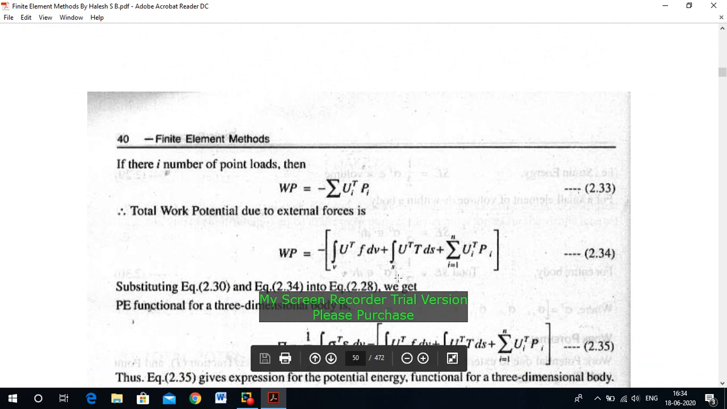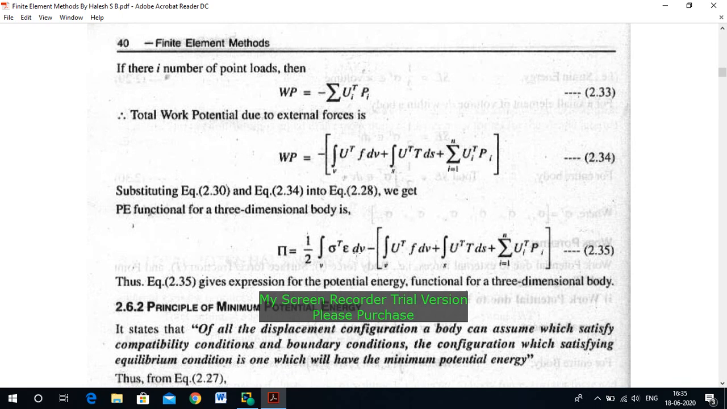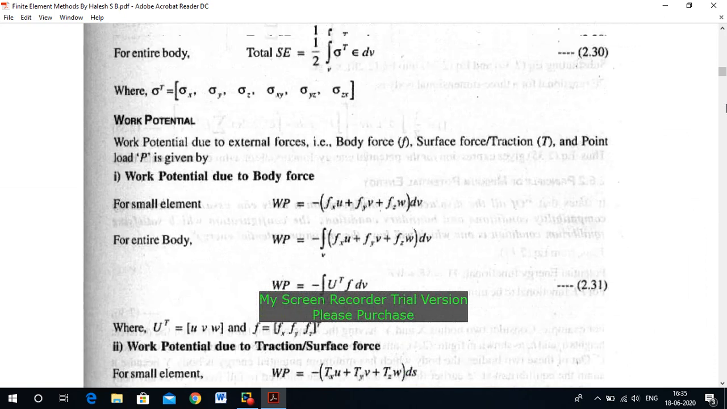Then substitute all the values of equations 2.30 to 2.34 into equation number 2.28. We will get the total potential energy function of the 3D elastic body, given by pi is equal to half into integration over V of sigma transpose epsilon into dV in this equation. Finally, the work potential and the strain energy: the strain energy is as per the definition I already took in the beginning of this derivation.